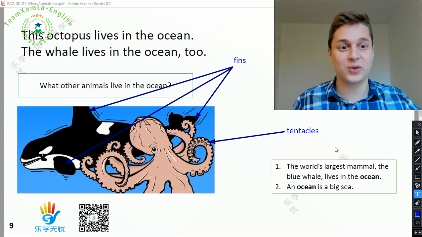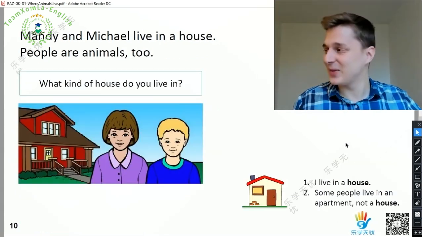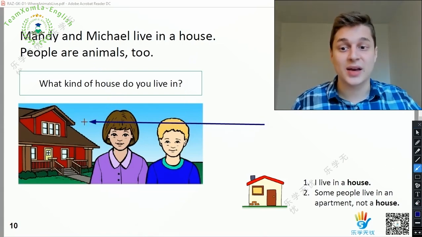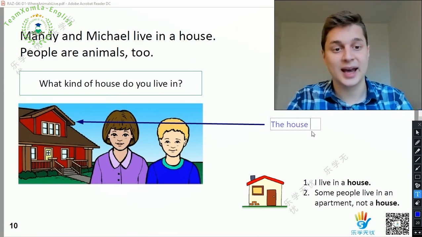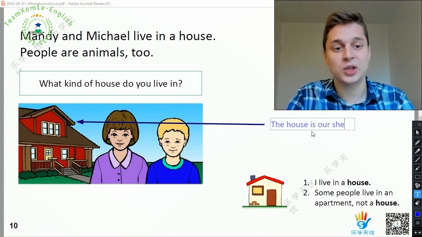They're not made for living on the ground. They're made for living in the ocean as well. What about these two? Mandy and Michael live in a house. The house is our shelter. The house or the apartment, like where I live, is our shelter.